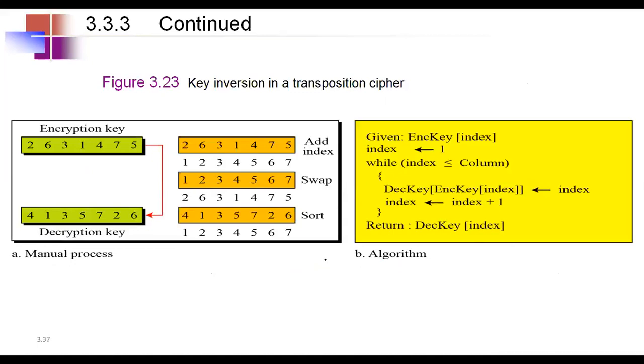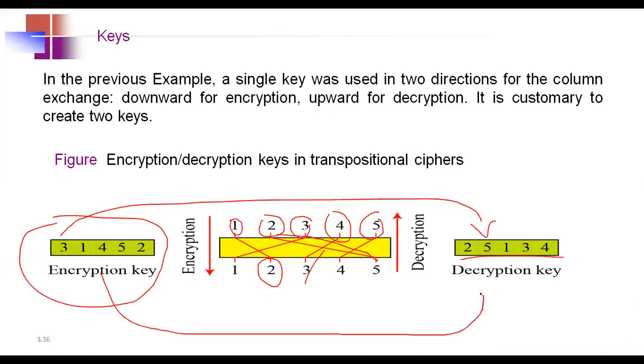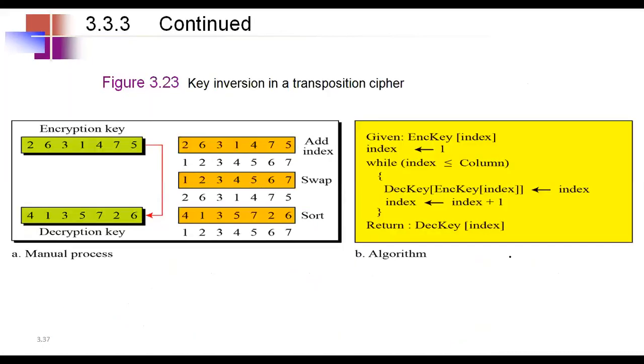So how to get this key inverse? How to get this 25134? Actually, this is our actual key value, 31452. This key is used at encryption. What is the decryption key? 25134. How to get this one? By using the key inversion in a transposition cipher.